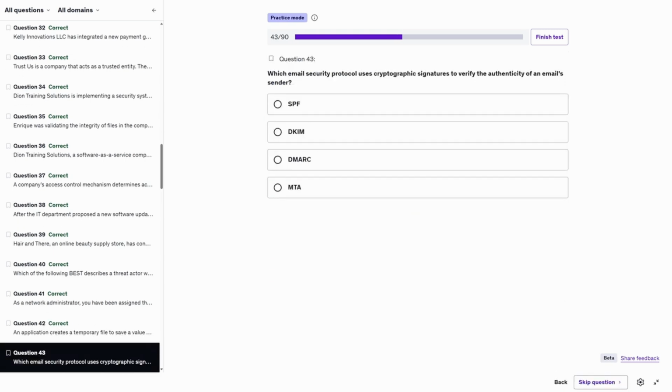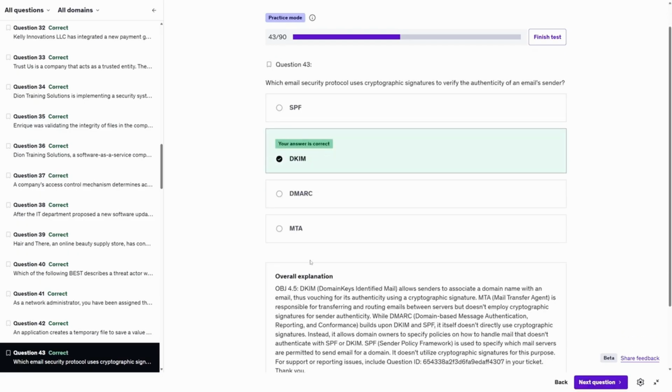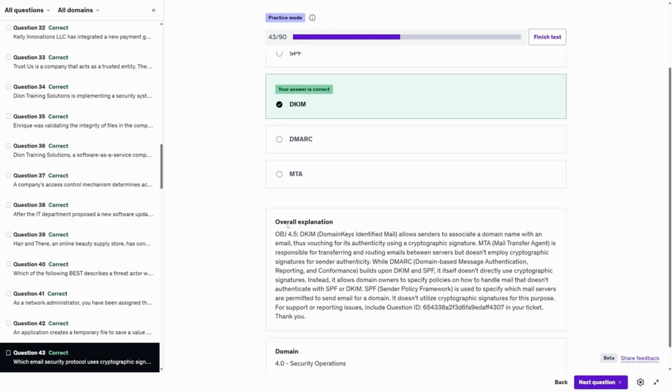Which email security protocol uses cryptographic signatures to verify the authenticity of an email's sender? This is more of a memory question. The correct answer is B, DKIM, otherwise known as Domain Keys Identified Mail. This allows senders to associate a domain name with an email, thus vouching for its authenticity using a cryptographic signature. I'll leave up the other answers for a few seconds.